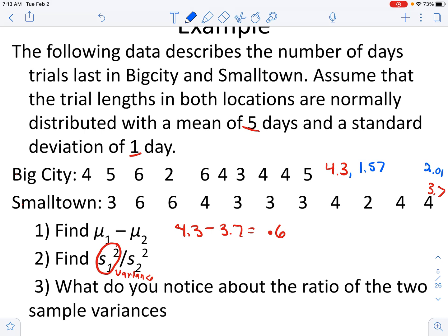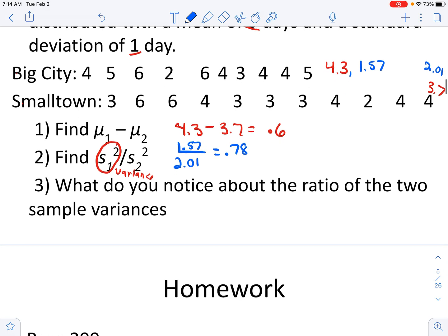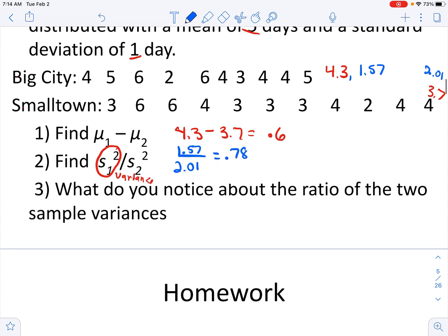So when we go to the head, we want to compare these, so we're going to write them as a proportion. 1.57 divided by 2.01, and we get 0.78. Equals 0.78. The closer it is to 1, the better it is. What do you notice about the ratio of the sample variances? Okay, so questions are going to be like this.